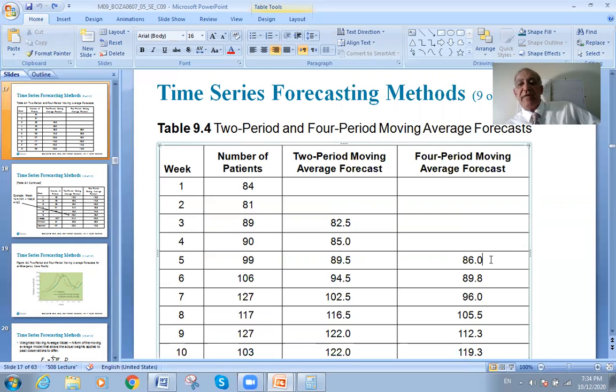So these are the time forecasting periods for one period, and we're using the moving averages for two periods and for four periods. So this is the way it works.